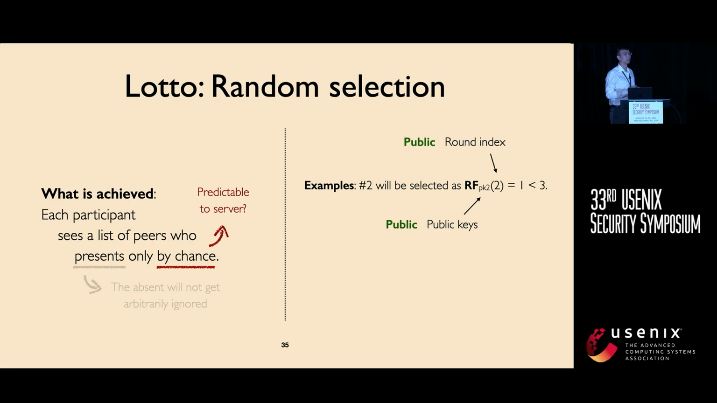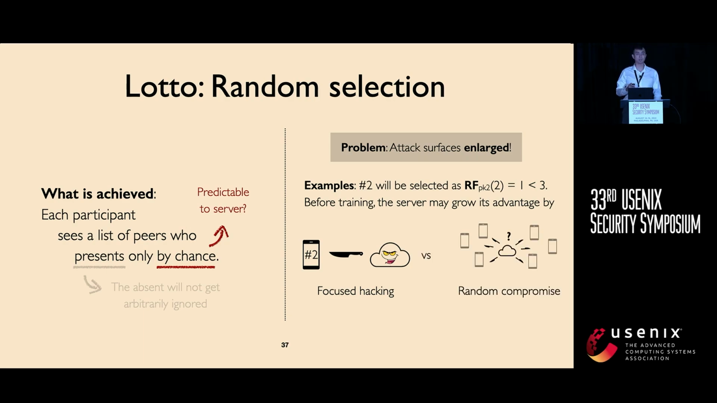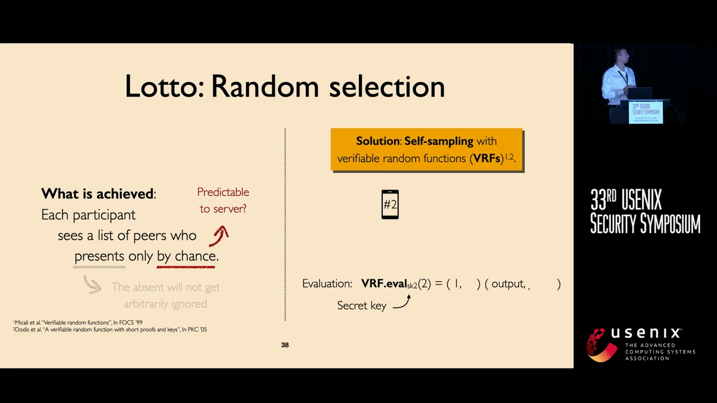As for the second challenge, currently the selection outcome is predictable for the server. This is because the inputs for computing the random functions are all public. So this actually can enlarge the attack surface. If the server can know a specific client will join in a round, then way before that round begins, the server can concentrate all its resources on compromising that client, just to turn it into a dishonest one. So this is essentially a side channel that the server can leverage, and which is much more efficient than compromising random clients. So to close these vulnerabilities, we propose to use verifiable random functions, or VRF.